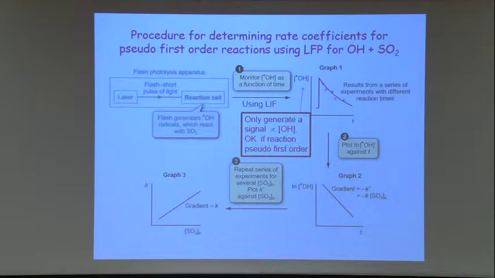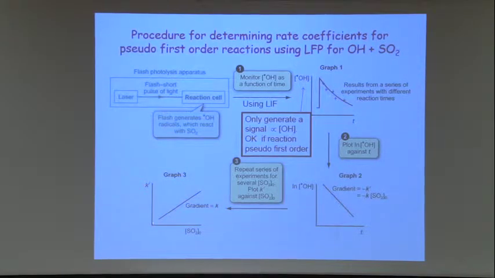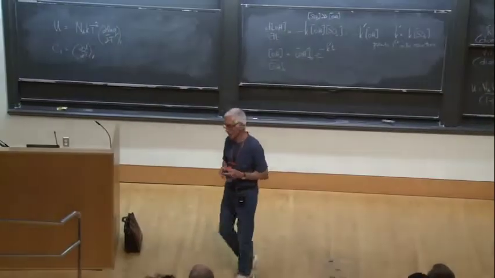So we then repeat the overall experiment, a series of experiments, many times, varying the SO2, plot K prime versus SO2, and the gradient is equal to the rate constant we want, K. And it's a tried and trusted method, and it can produce rate constants which are really quite accurate.